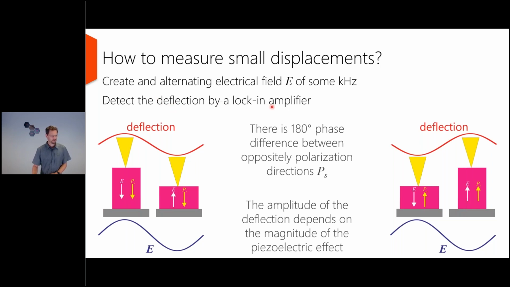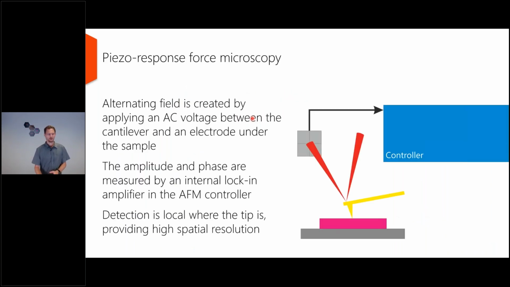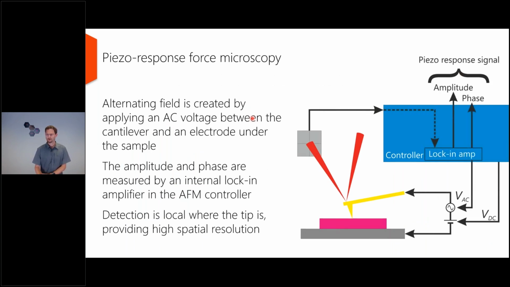How do we detect that? It's now an oscillating signal, so we can use the deflection, put that into a lock-in amplifier. And now on top of this static mode setup that I showed before, you now get that the deflection is fed into a lock-in amplifier inside the controller and gives you the amplitude and the phase of the oscillation.